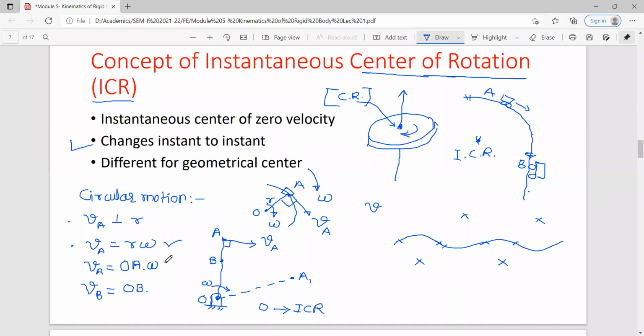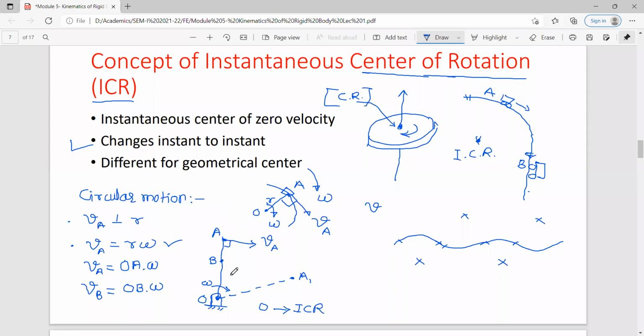And the angular velocity of the link itself, because if the link completes one revolution, point B will also complete one revolution with the link. B will have the same angular velocity as the link. So OB into omega is my answer. This way I will calculate the velocity of any point B here.